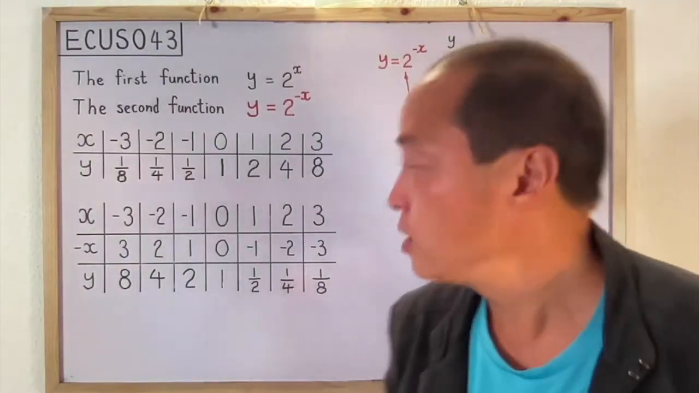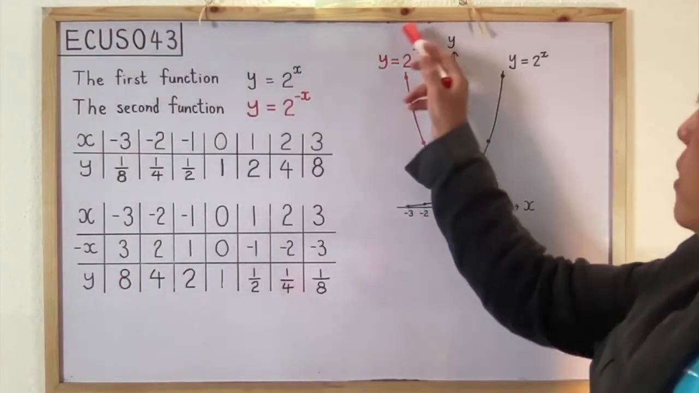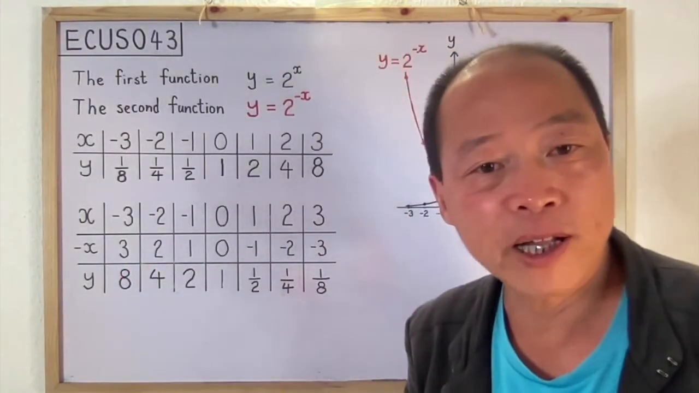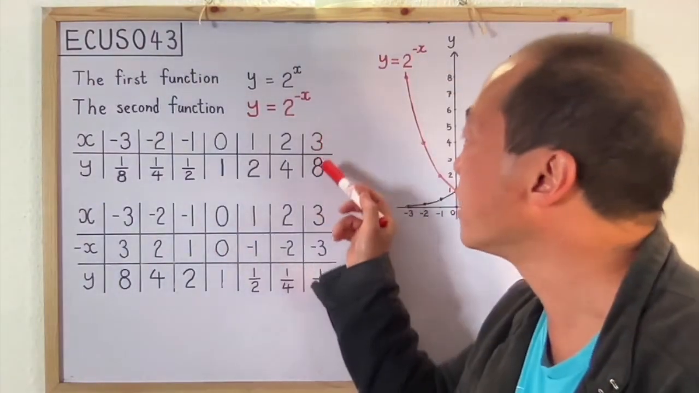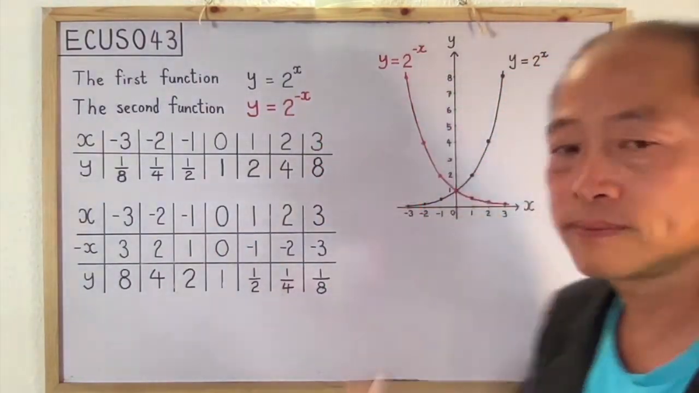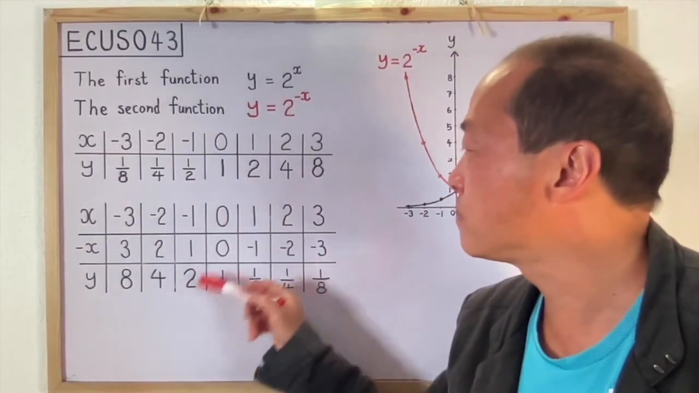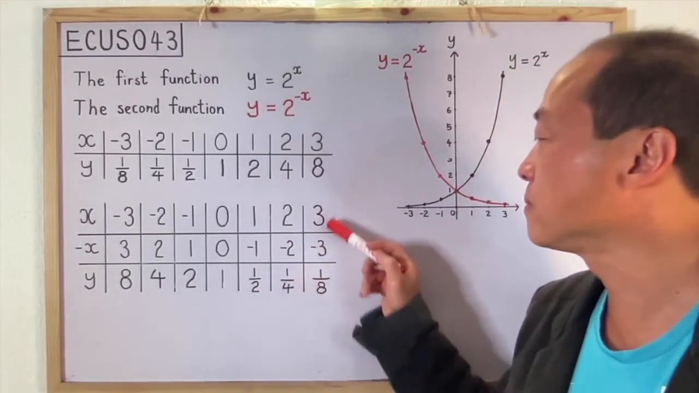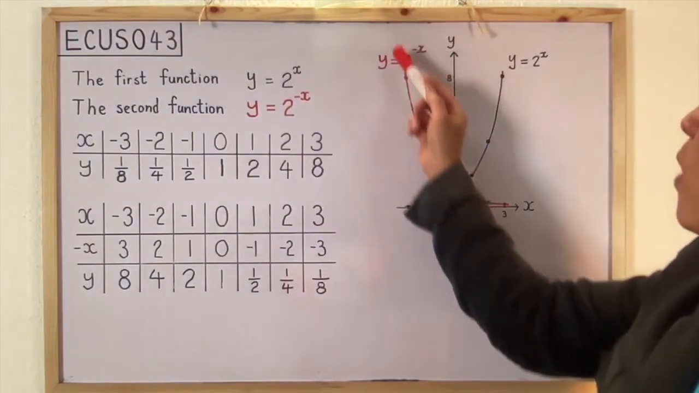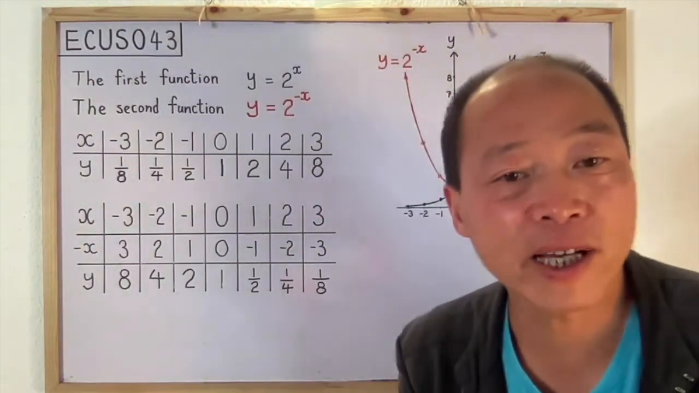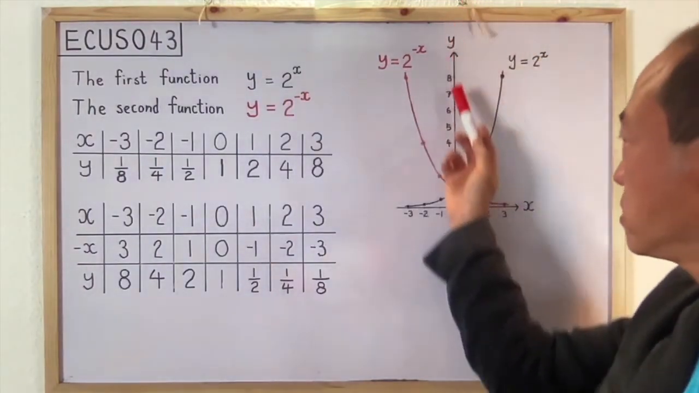No wonder the point formed by minus 3 and 8 on this graph is a reflection image of the point formed by 3 and 8 on this graph. The situation is the same for the other points. This explains why the whole graph is a reflection image of the graph in the y-axis.